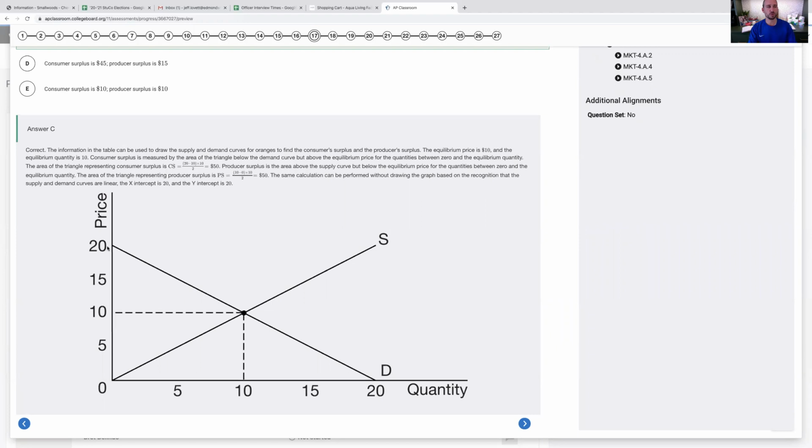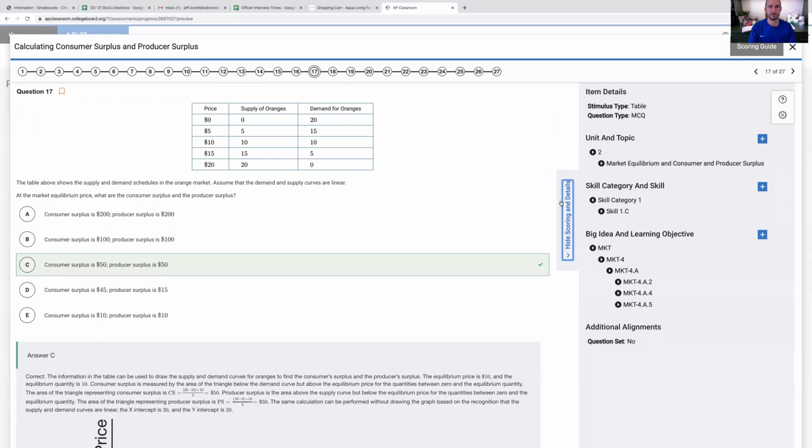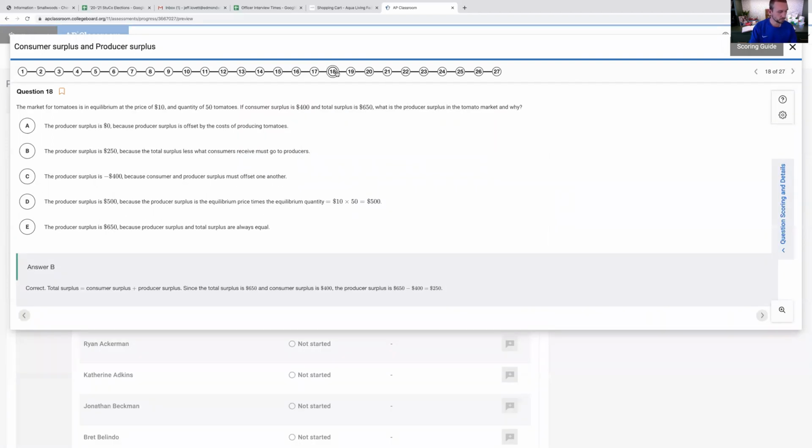Your consumer surplus is the area of this triangle. It is your base of 10 times your height of 10, so 100 divided by 2, so 50. And your producer surplus is your base of 10 times your height of 10 divided by 2, so also 50. So you have a consumer surplus of 50 and a producer surplus of 50. Okay, so C.